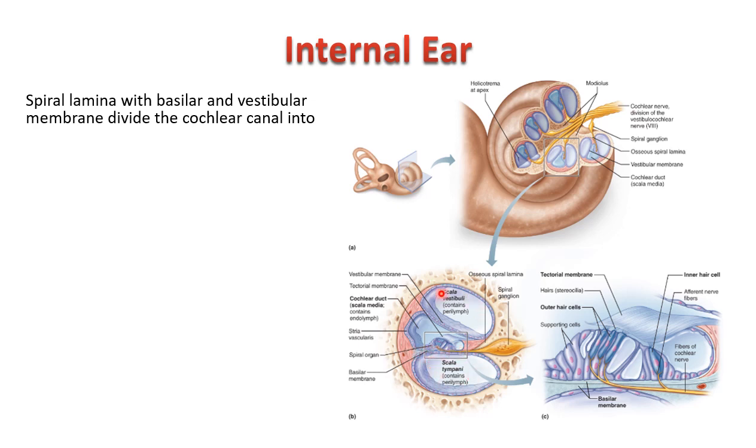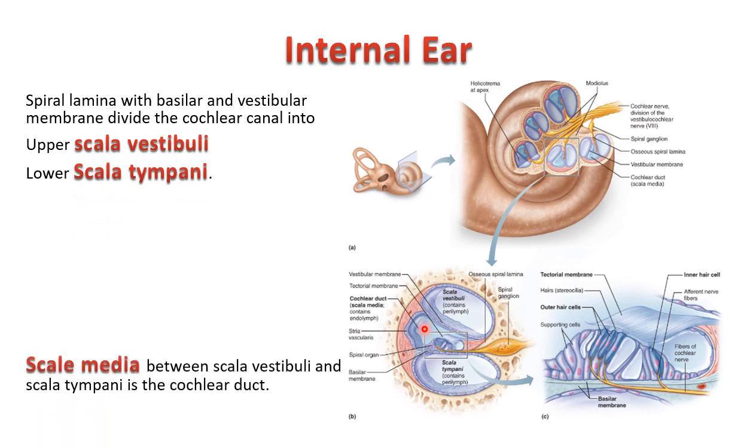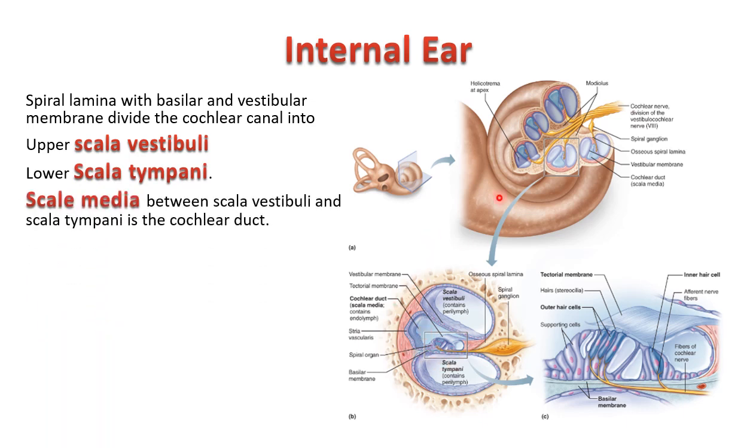Okay, it divides the cochlear canal into scala tympani, the lower part, and scala vestibuli, the upper part. First, let us divide this into two: scala tympani lower part and scala vestibuli upper part by the basilar membrane. Then one more membrane, as I told you, the vestibular membrane, thereby divides the whole cochlear canal into three parts. That means between the basilar membrane and the vestibular membrane, you have one more compartment that is called the scala media.